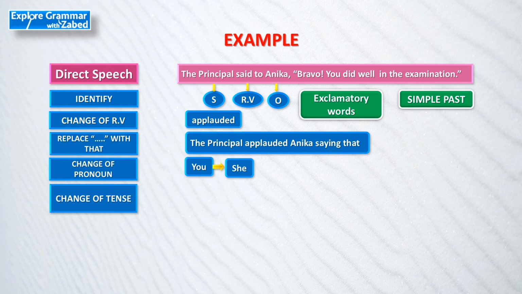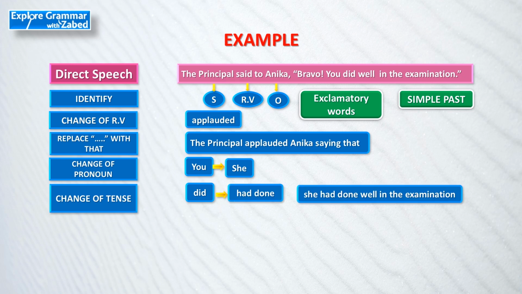Step number 5 is the change of tense. As the verb of the reported speech is simple past, it will be changed to past perfect. So, did will become had done. So, the sentence becomes like this. She had done well in the examination.